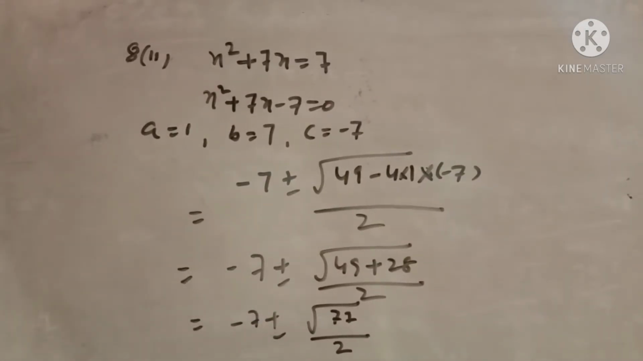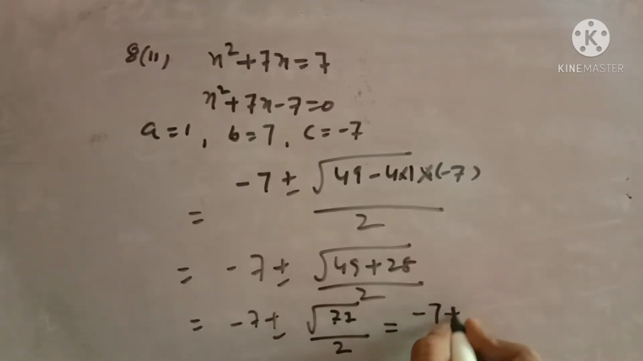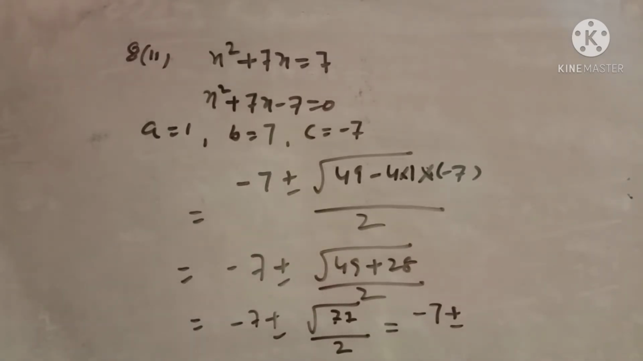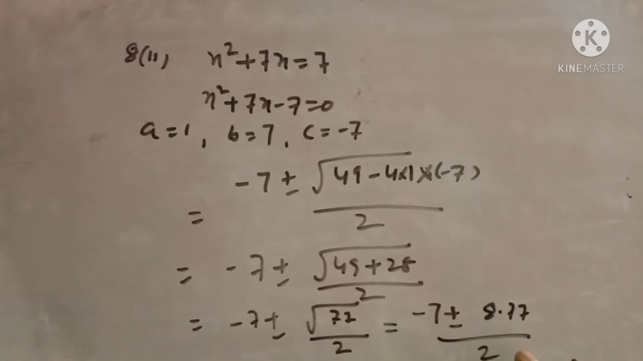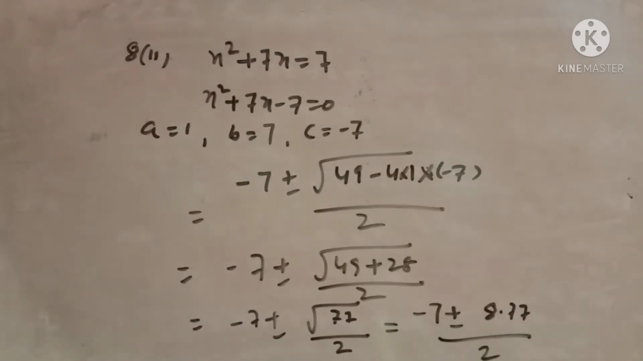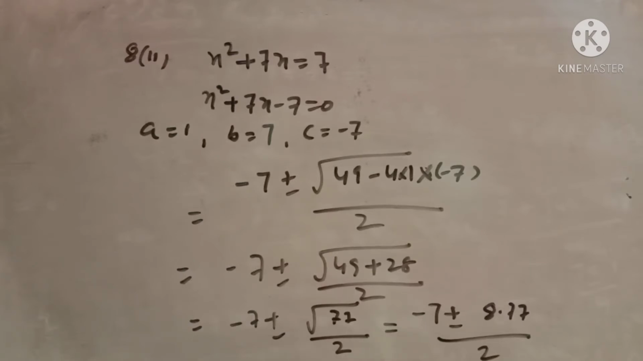Now root 77, take out the value of root 77. I can write minus 7 plus minus root 77 value. So root will come 8.77. Now once you take minus, if you will take first minus 7 plus 8.77, by 2, that is minus 7 plus 8.77, 1.77 divided by 2, it will come 0.885, means 0.89. This is our first root.